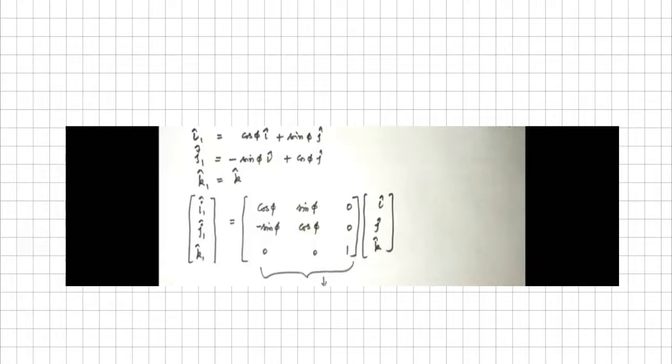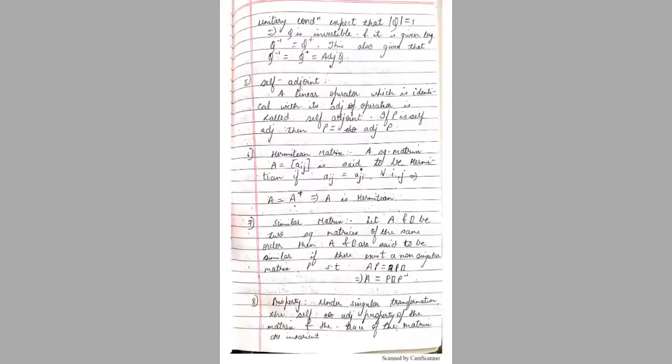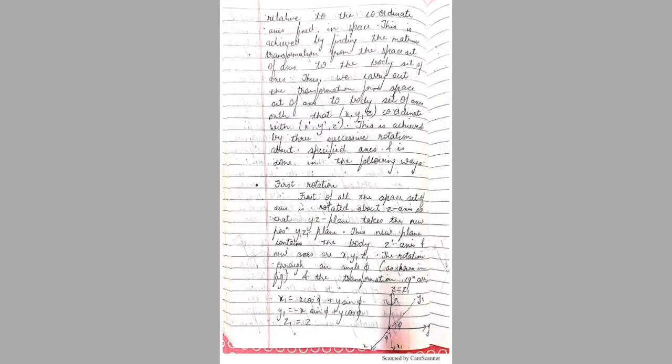Now I have discussed the first angle, that is phi, which is called the precession angle or the first rotation. Now getting back to our notes because we need to study that, right? So this is the first rotation. See what it is saying? First of all, the space set of axes is rotated about z axis, so that yz plane takes the new position y1 z1.